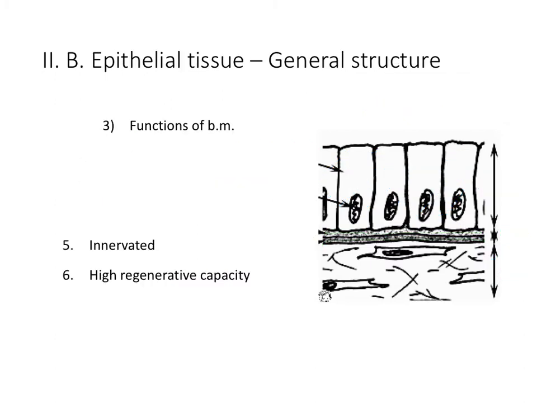Functions of the basement membrane are going to include being an epithelial boundary. So again, separating the epithelium from the underlying connective tissue. It can help act as a filter. It will provide some scaffolding to build structures upon. And then it is also going to help us resist stretching and tearing.